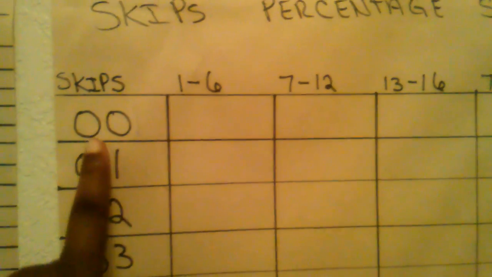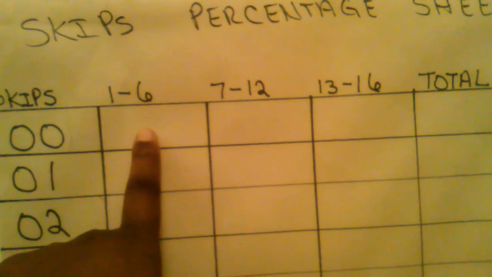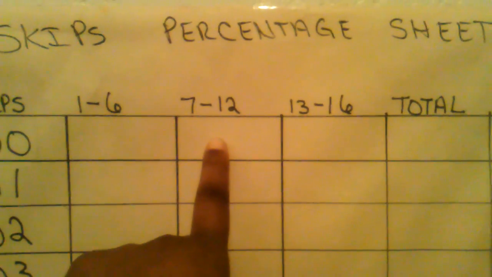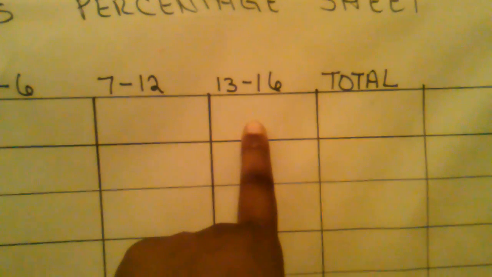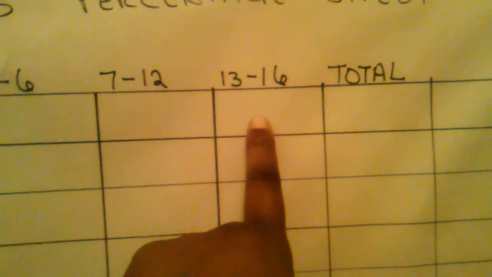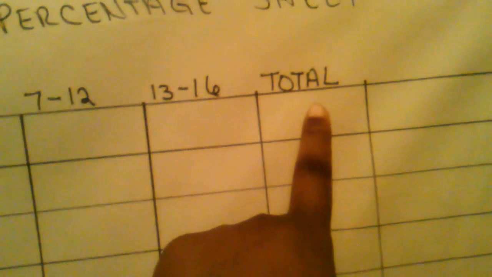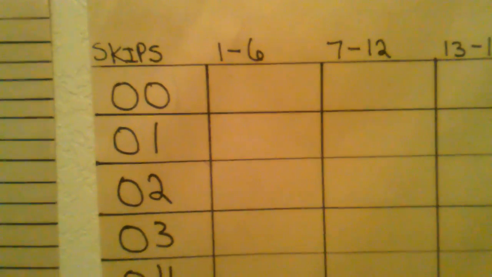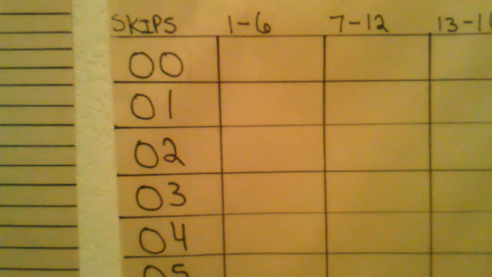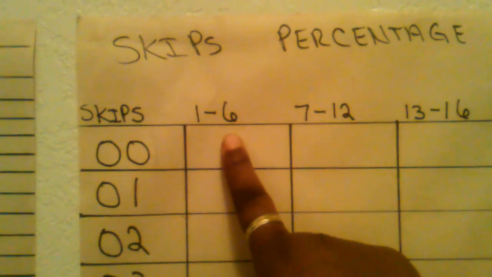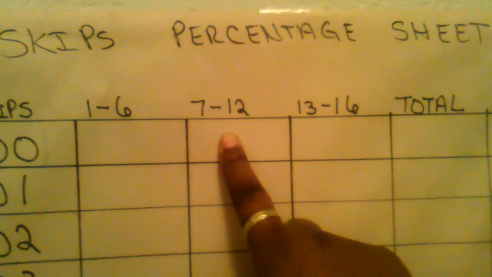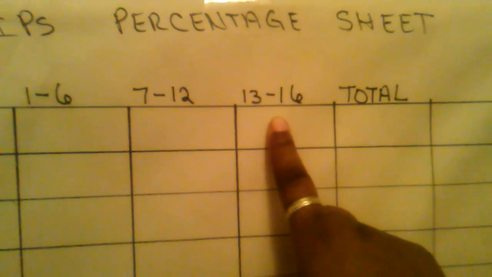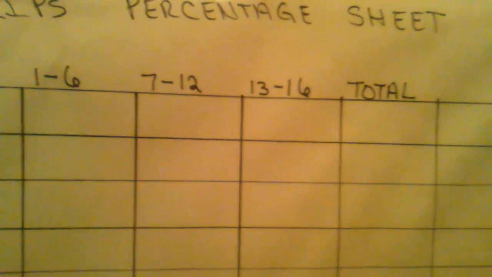You'll have a column for your skips, a column for the first 6 drawings, a column for the next 6 drawings, a column for the next 4 drawings, and a total column. And what you do using chart B, first, you're going to label your skips down the left-hand side, 0 through 30. Then in the next column, you're going to label it 1 through 6. Then you're going to label 7 through 12, then 13 through 16, and then total.